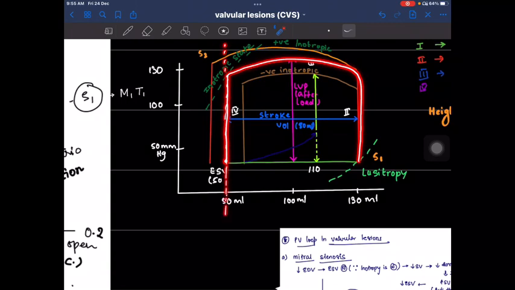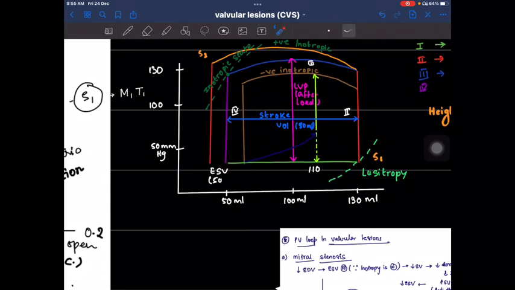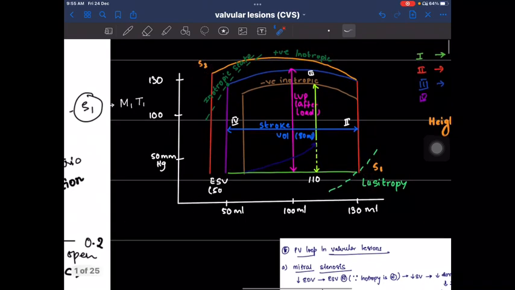And this should correspond with the end systolic volume, right? So always remember this. This point is end systolic volume. This point is end diastolic volume. This point is S1. This point is S2, right? So now, what is this width of this loop?